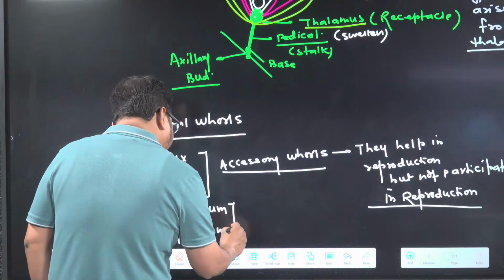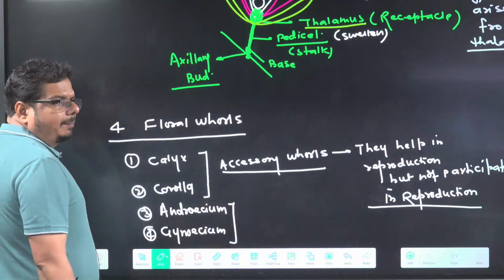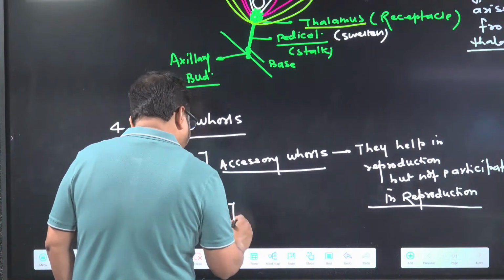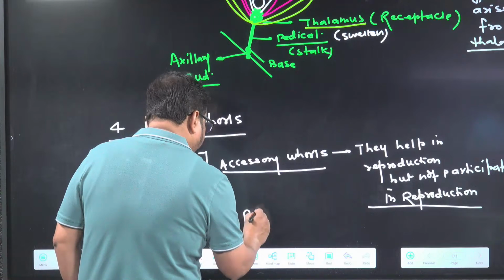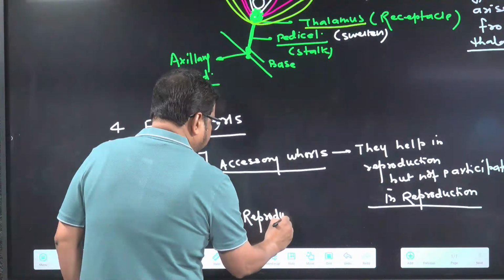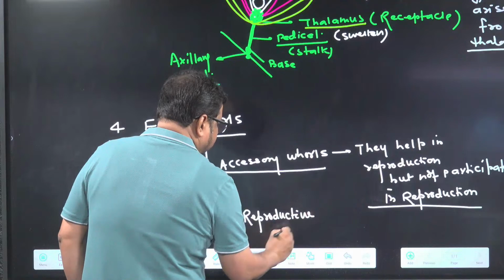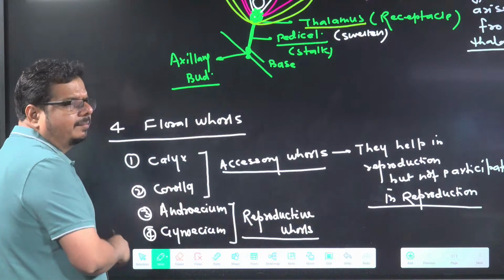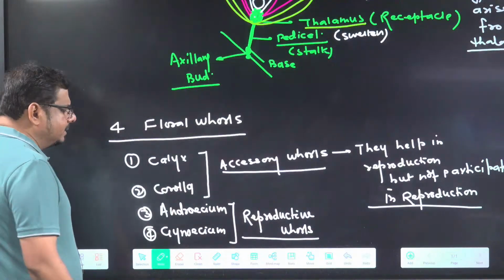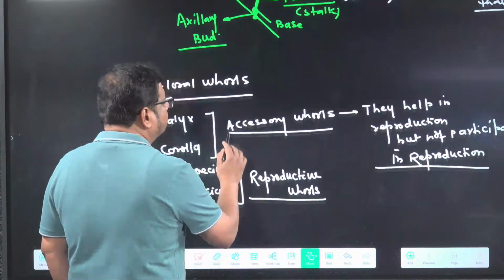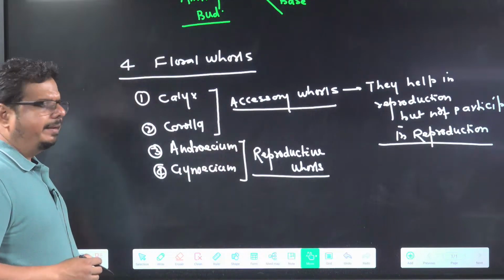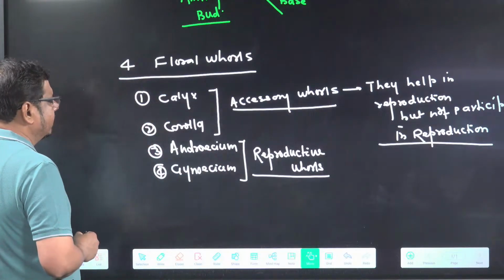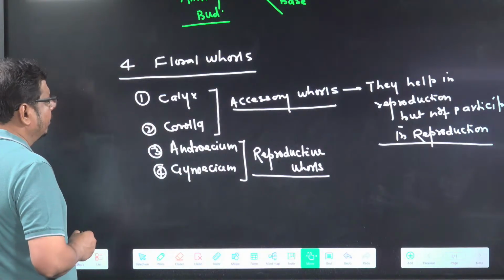And androecium and gynoecium, they participate in reproduction. Hence, both androecium and gynoecium are called reproductive whorls. Understanding the idea, clear in the mind? So what are accessory whorls and what are reproductive whorls? You got the idea? Is it clear in the mind? So androecium and gynoecium are reproductive whorls because they participate in reproduction.